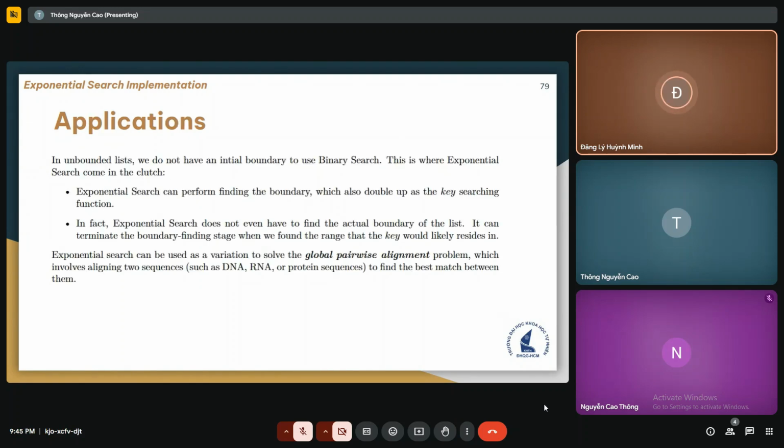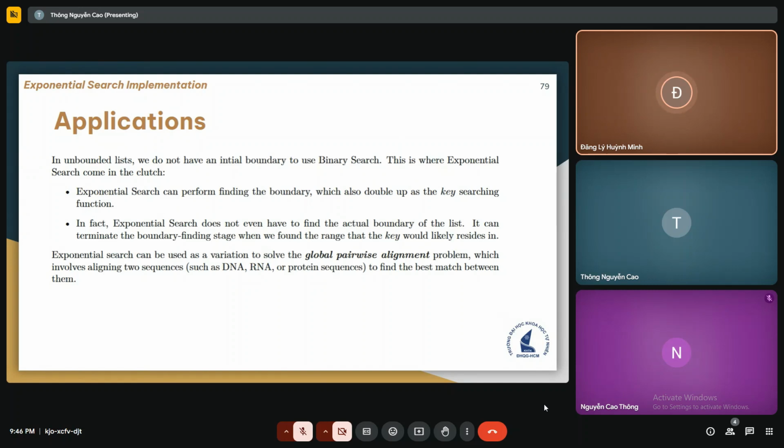In unbounded lists, we do not have an initial boundary to use binary search. This is where exponential search comes in clutch. Exponential search can find the boundary, which also doubles up as the key searching function. In fact, exponential search does not even have to find the actual boundary of the list. It can terminate the boundary finding stage when we find a range that the key would likely reside in.